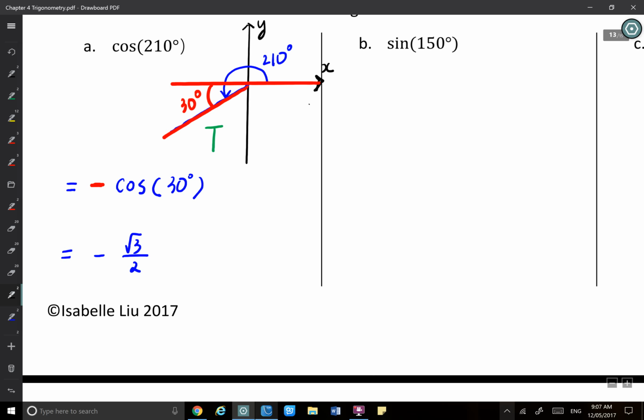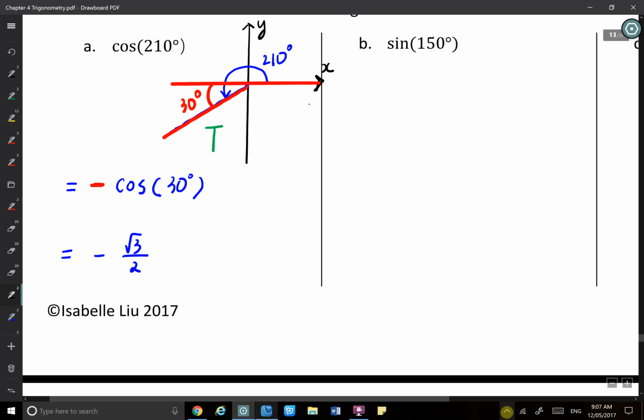Okay, have a look at the next one, 150 degrees. Where is 150 degrees?